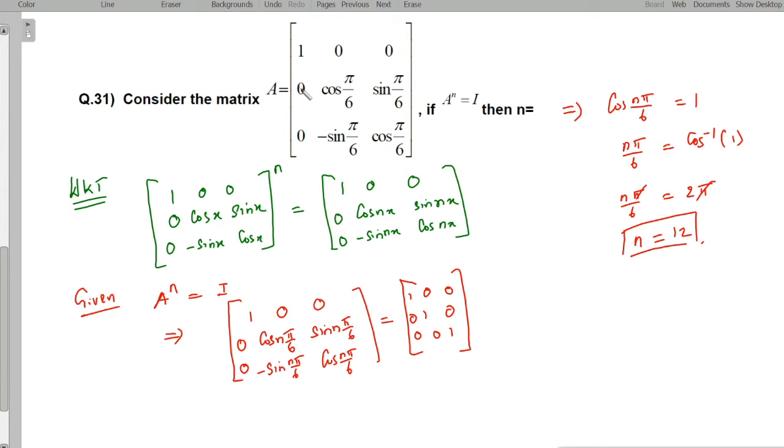So consider the matrix. If A power n is equal to I, then you have to find n. So here n should be a non-zero positive integer.